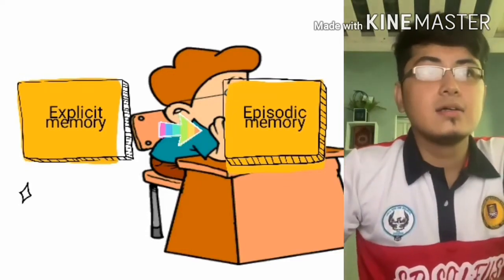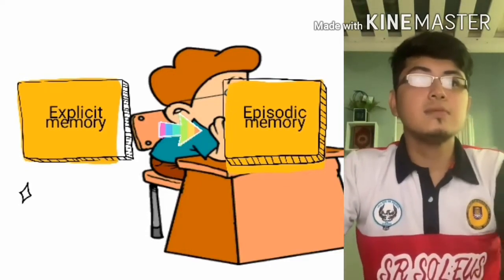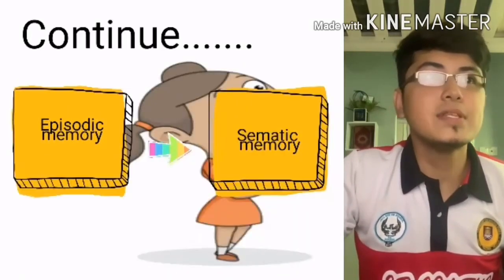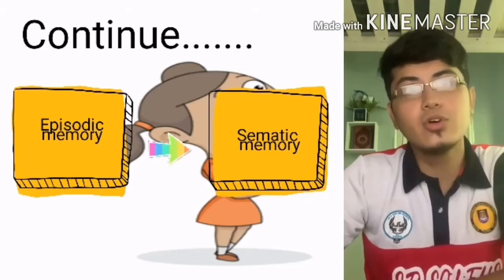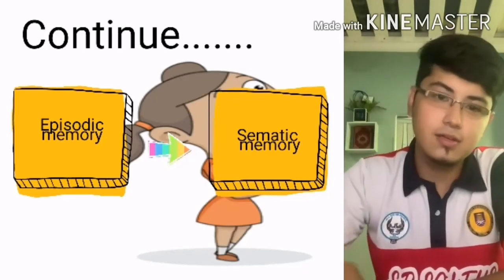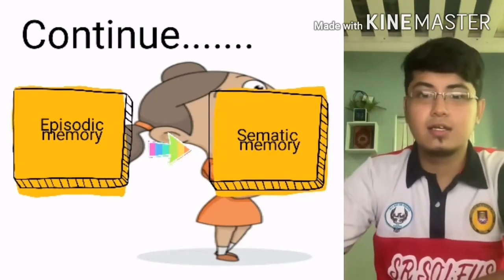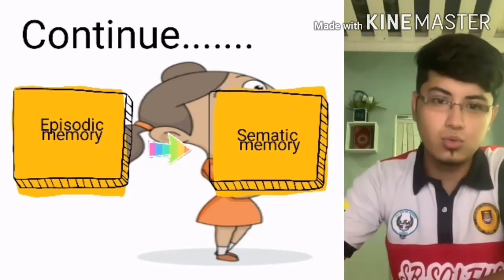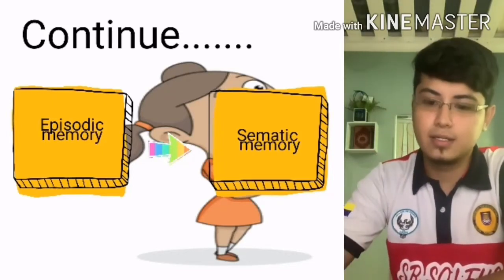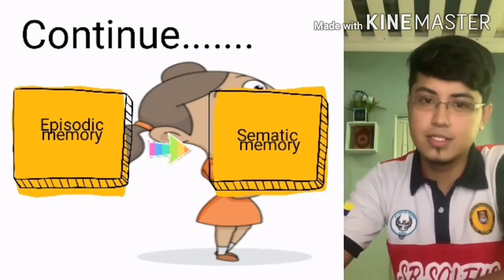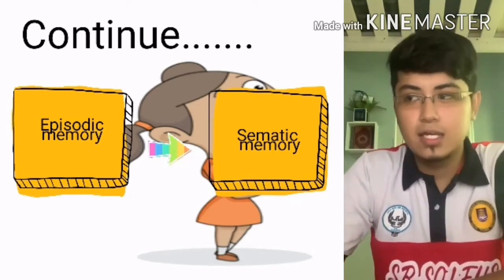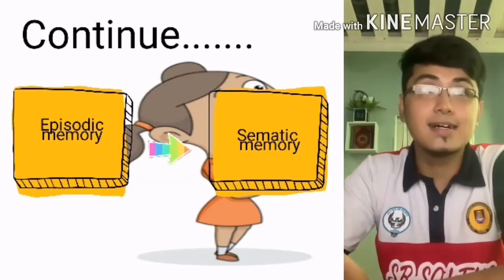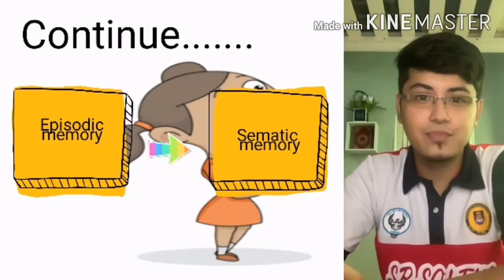Okay, the next is semantic memory. Semantic memory is general knowledge of the world. It's very, very simple. Everyone knows the sky is blue, the grass is green, the giraffe has a long neck, the elephant is big. So that's semantic memory. Okay, very simple.